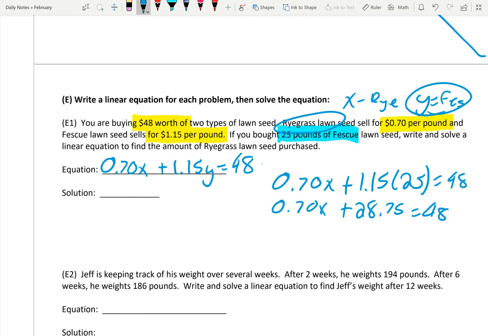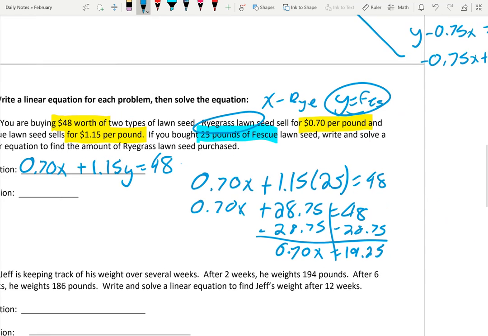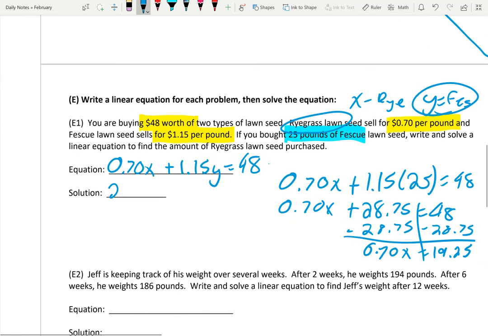28.75. Not y, the y is gone, equal to 48. So now we subtract 28.75. Let's see. So that gives us 19.25. So 0.70x equals 19.25. And then divide by 0.7. And we get 27.5. So x equals 27.5. So we would buy 27.5 pounds of the ryegrass, I suppose.